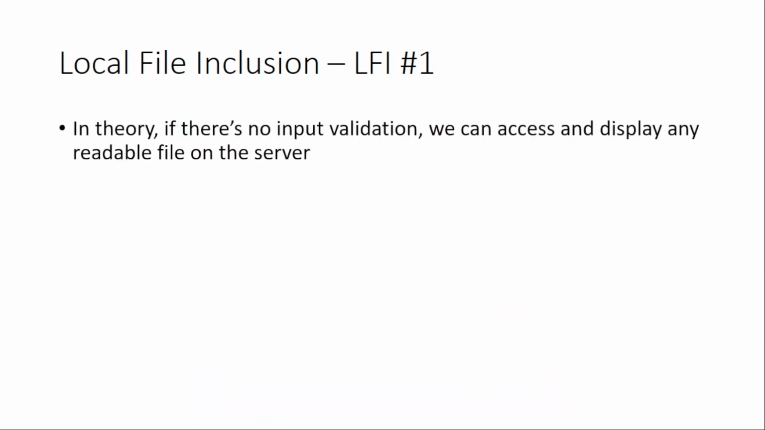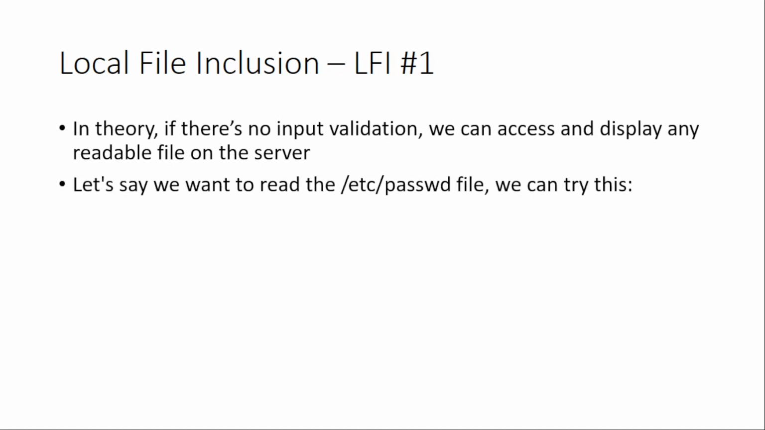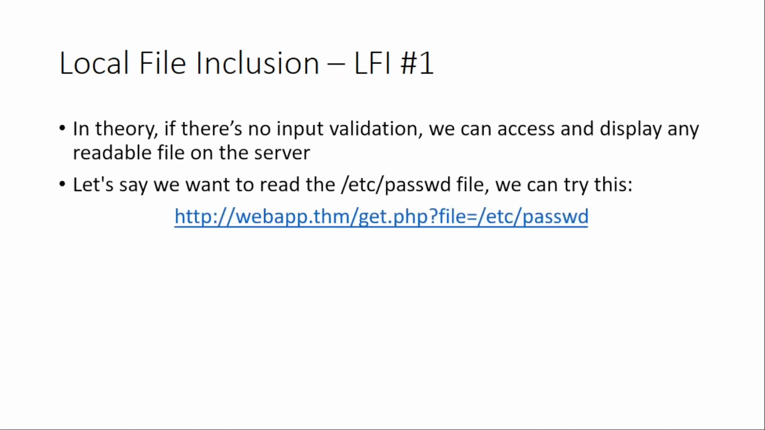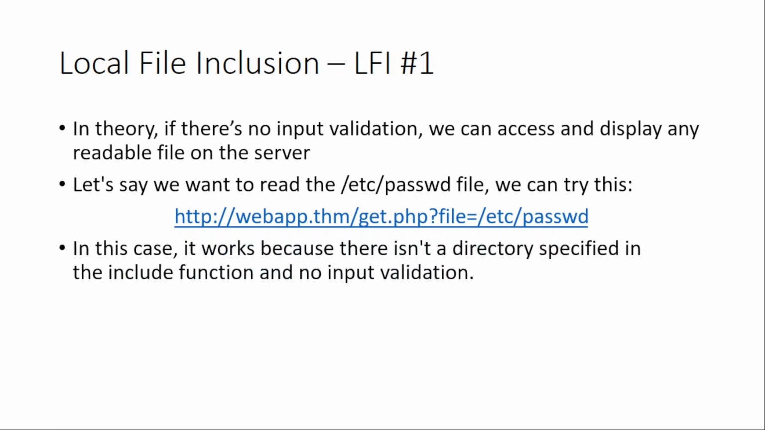So in theory, if there's no input validation, we can access and display any readable file on the server. Let's say we want to read the /etc/passwd file. We can try this, putting in the path. And we know that this file contains sensitive information about the users of the Linux operating system. In this case, it works because there isn't a directory specified in the include function and no input validation. So let's try it now on the lab.